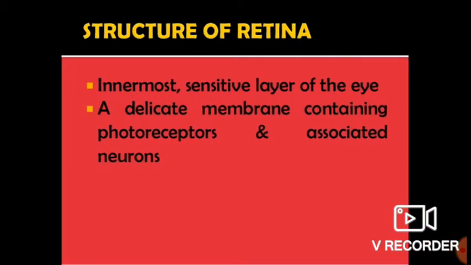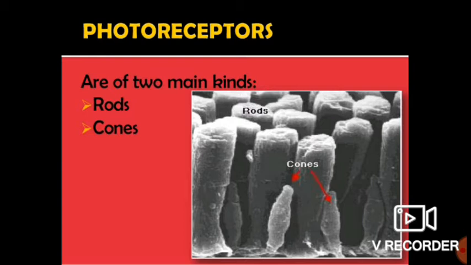Structure of retina, innermost sensitive layer of eye, a delicate membrane containing photoreceptors and associated neurons. Photoreceptors are of two main kinds, rods and cones.